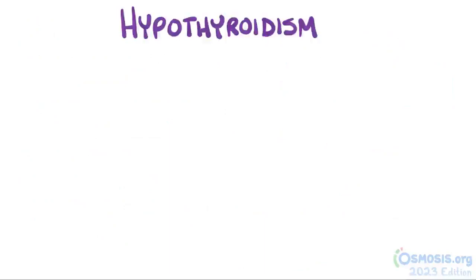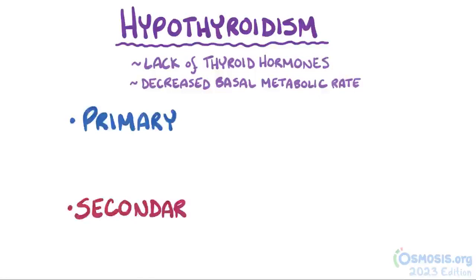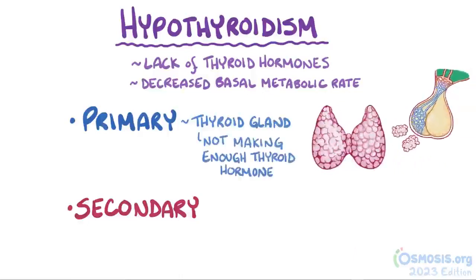Now, hypothyroidism can happen a few different ways, and all of them result in a lack of thyroid hormones and a decreased basal metabolic rate, where cellular reactions are happening slower than normal. There are two types of hypothyroidism, primary and secondary. In primary hypothyroidism, the thyroid gland's the problem, because it isn't making enough thyroid hormones.